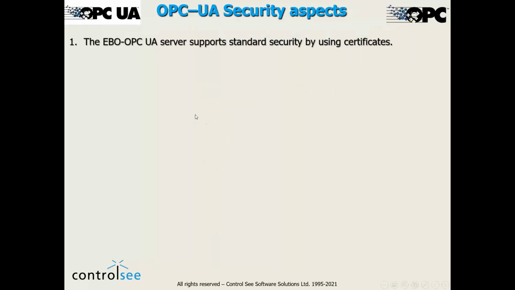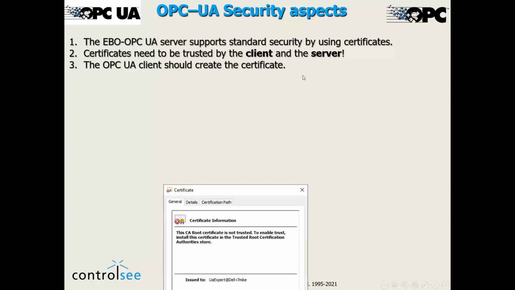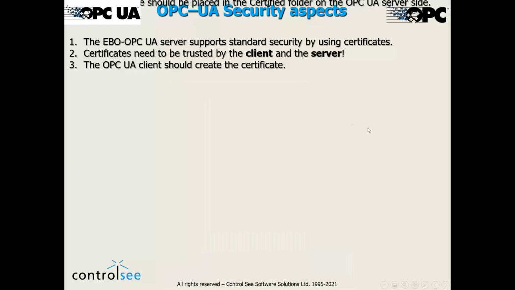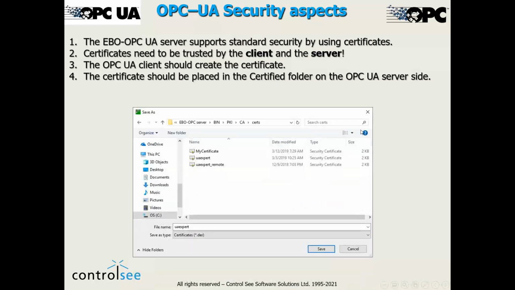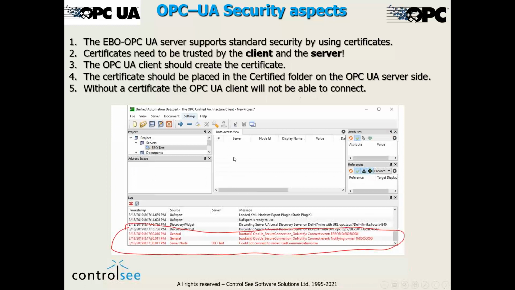OPC UA security aspects. The OPC UA server supports standard security by using certificates. So certificates need to be trusted by the client and the server. The OPC UA client should create a certificate and place it in the right place, in the right folder. Once it is placed in the right folder, the OPC client is able to connect with the EBO-OPC server. Without a certificate, the OPC UA client will not be able to connect. As you can see here, a client without a certificate is trying to connect with the EBO and gets an error.